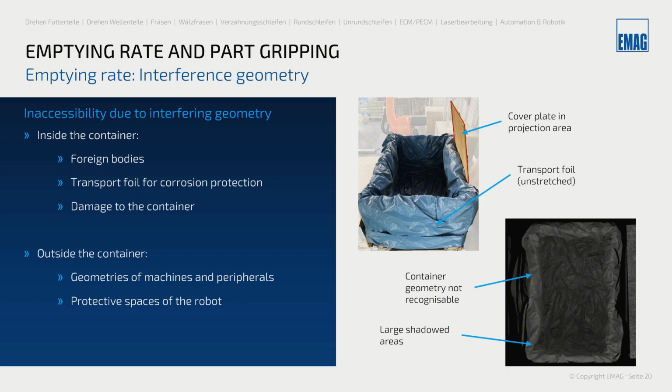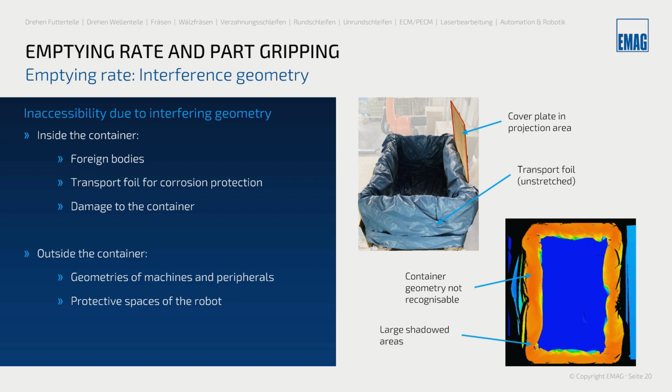Also, if you do use a transport foil for preventing corrosion, you should make sure that the foil gets stretched. Because if you look at the bottom right picture, we can show this in color grading for height information. And as you can see, you can't even tell what kind of container has been used. Is this a steel crate? Is it a Euro pallet with some wooden frames? We just can't know because there is too much interference geometry from the foil. So if it's necessary to use a foil, you always need to make sure that it will be stretched to the sides.